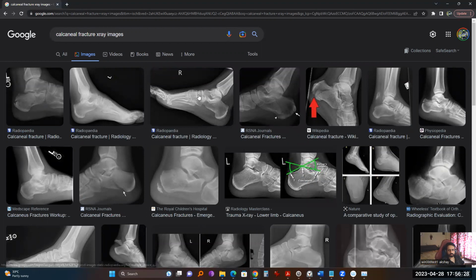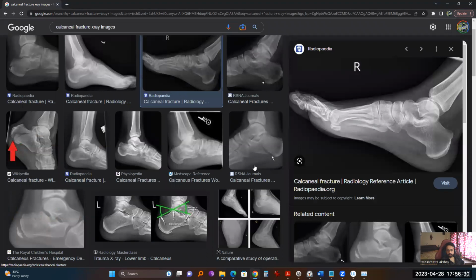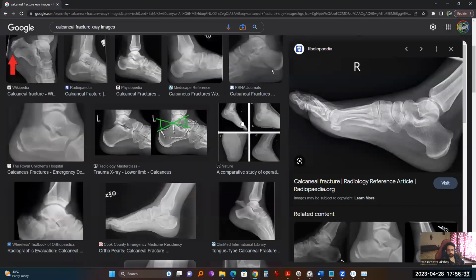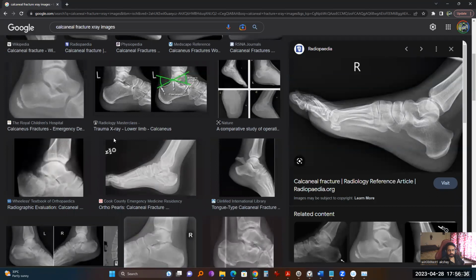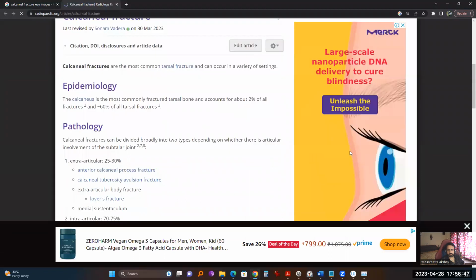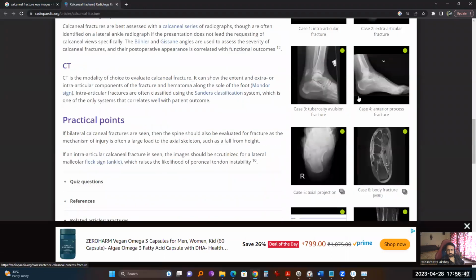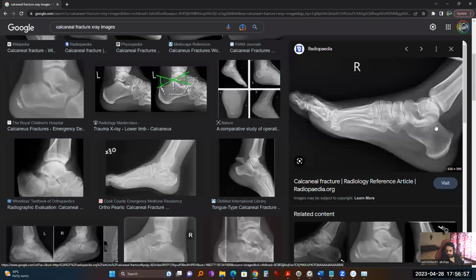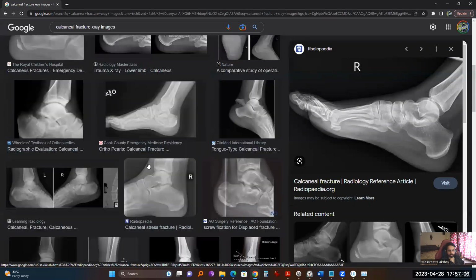There are images, but these are all very subtle. I'm looking for something that is more prominently seen. See, at least here you can see the trabecular lines. These are the trabecular lines. It's very subtle. Maybe the fracture is there, but it's too subtle.